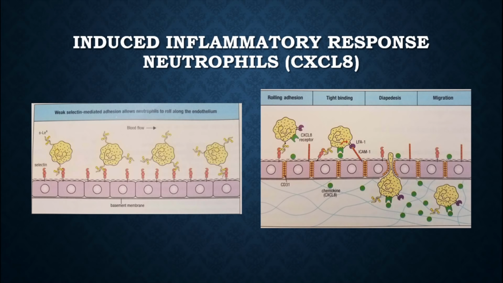So to demonstrate what's going to happen with neutrophils, you're going to get neutrophils that are normally flowing within the blood. However, when you get an inflammatory response, the neutrophils are going to move towards the endothelial side, and selectins will allow them to roll along the endothelium. And they're going to be attracted by this chemokine CXCL8. And again, that's released by macrophages to draw the neutrophils into the site of inflammation.